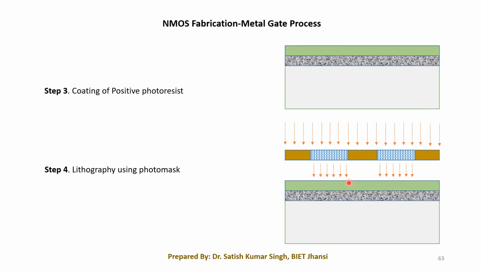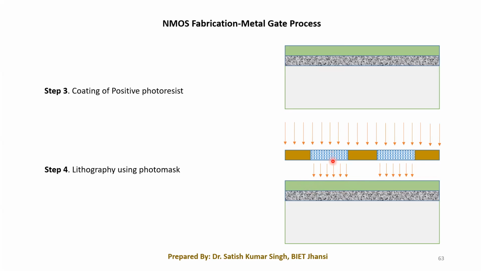So what we can say is we are doing the selective exposure of our photoresist. What we are doing here is the exposure of our photoresist, but it is done selectively. The entire photoresist is not going to be exposed to the UV rays. Only a certain portion of this particular photoresist layer is going to be exposed to the UV rays.